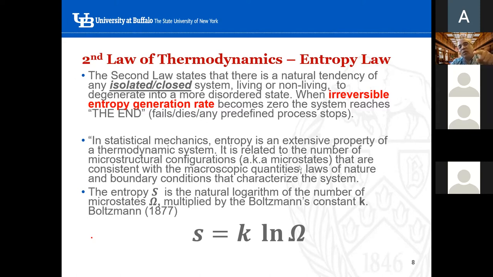And those in this equation, the omega represent the microstates. And that number of microstates that the system can take is governed by this equation, as shown by Boltzmann's formulation.